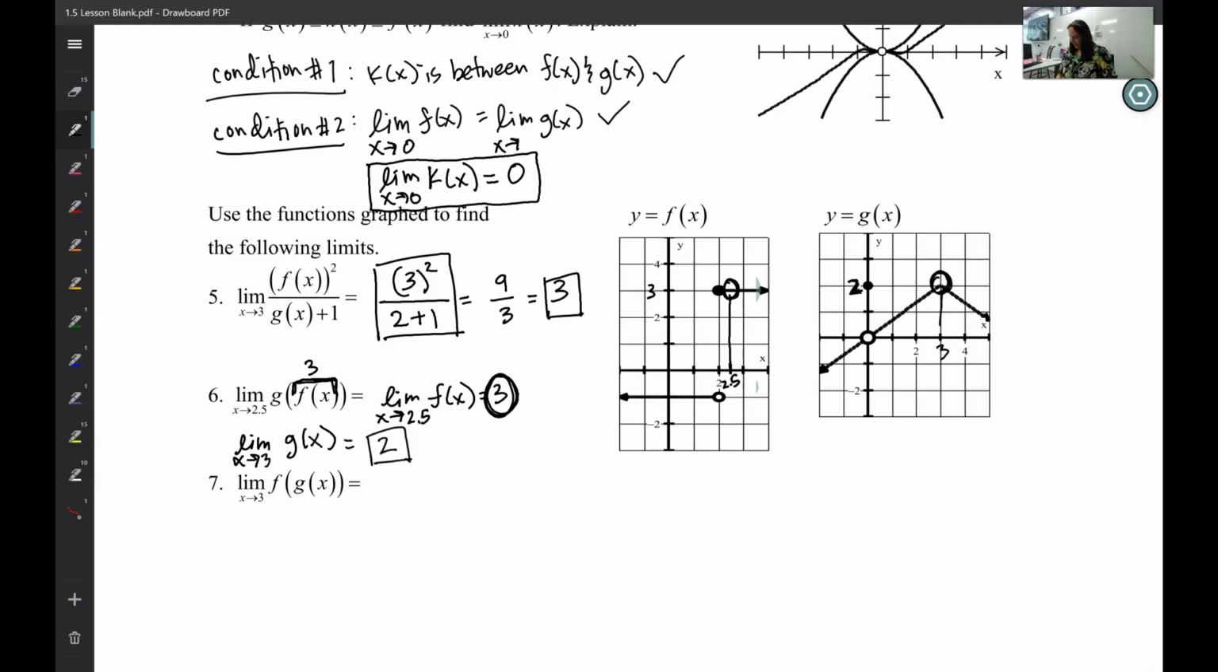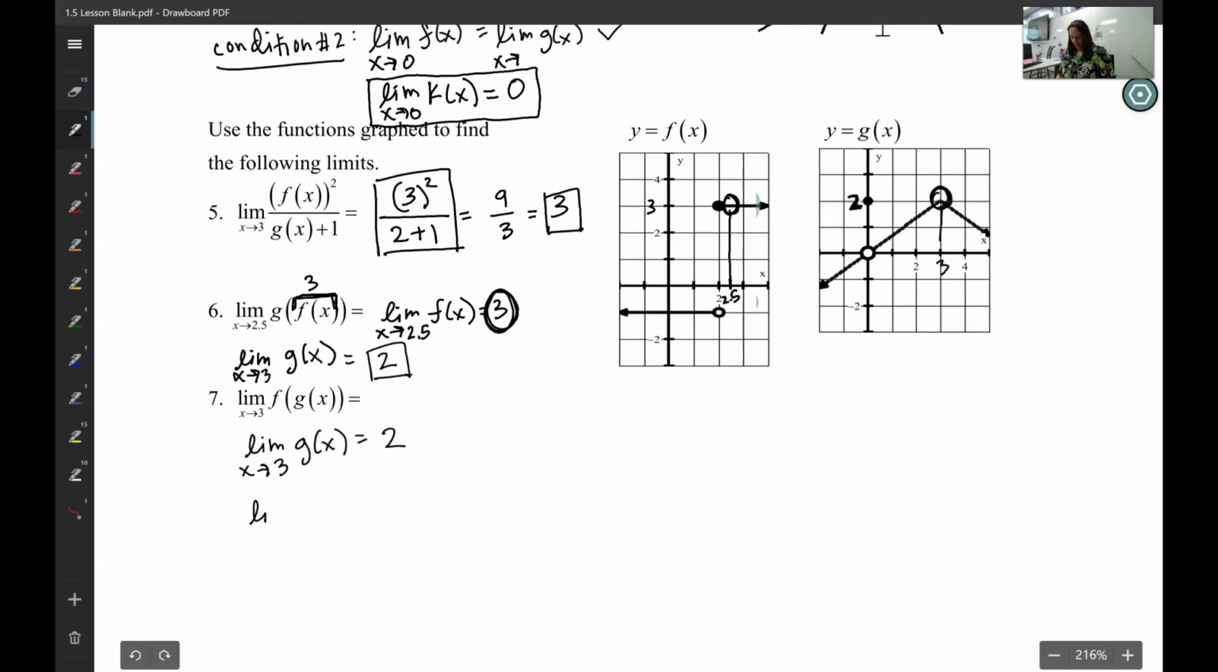So let's review this one. I find the limit of the inside, so the limit as x goes to 3 of the inside, and that would be 2. And then that becomes my new x value for the outside function.